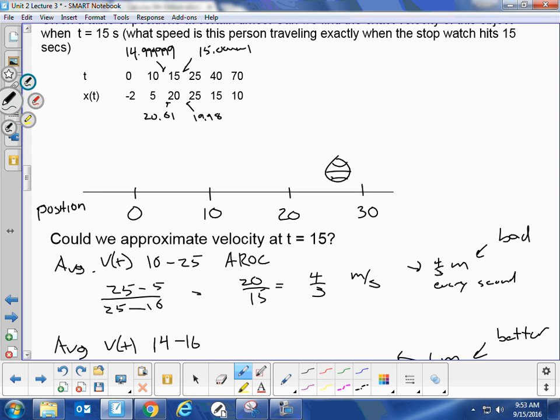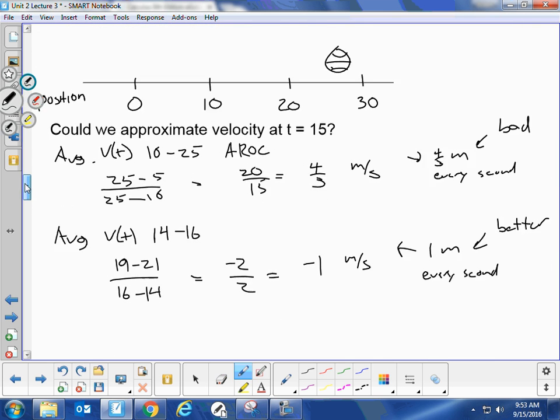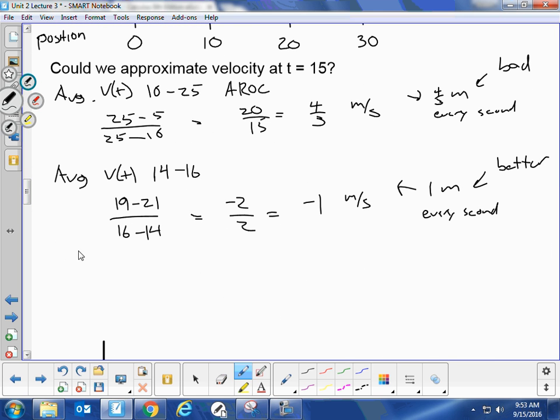An infinitesimal, which is an L word, a limit. Okay, we can use a limit to get ourselves the best approximation. So why don't we find the average velocity between the 15 minus and the 15 plus? Well, I can calculate that, right? Because it's slope. And because I'm not talking about one specific location.